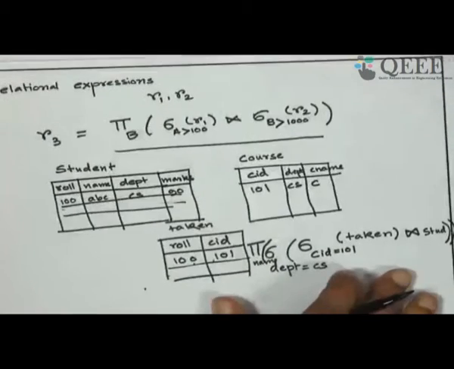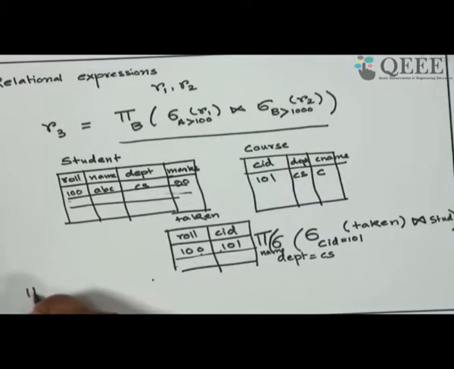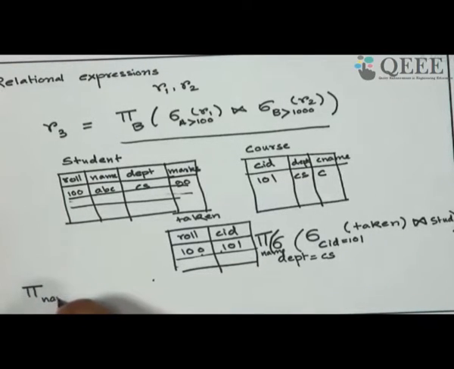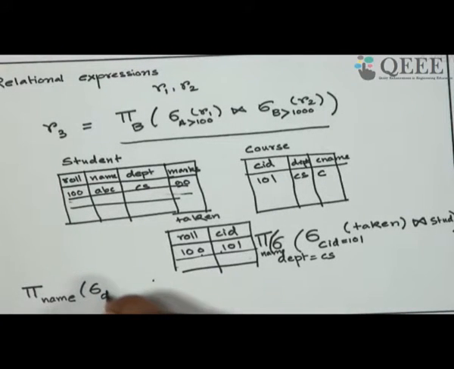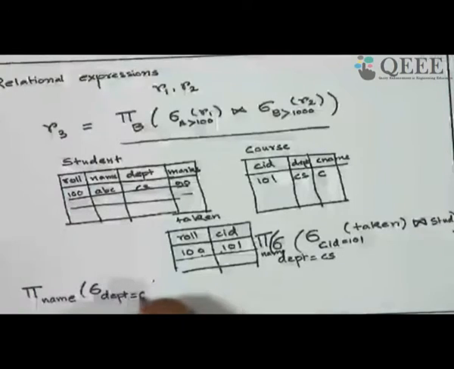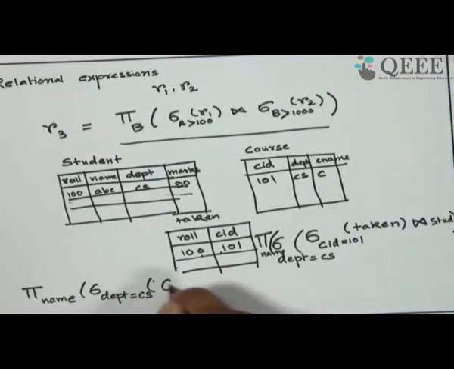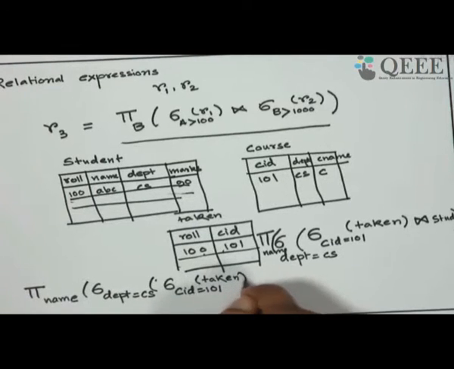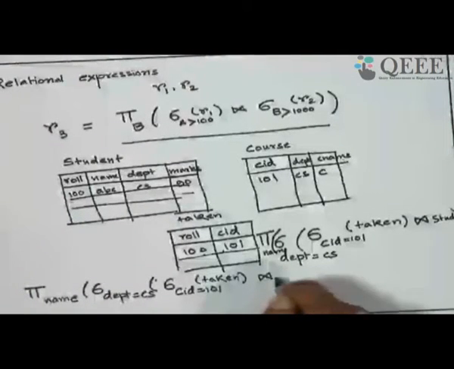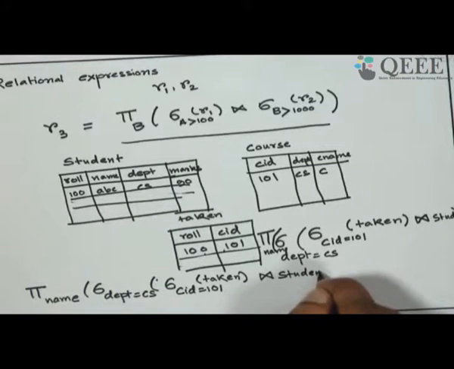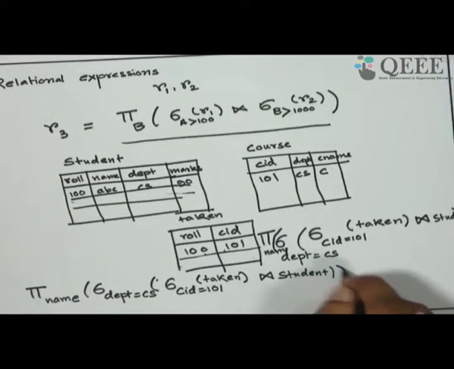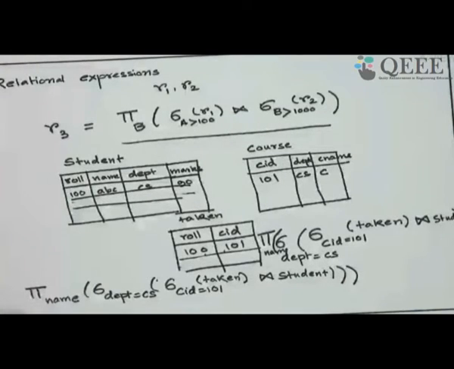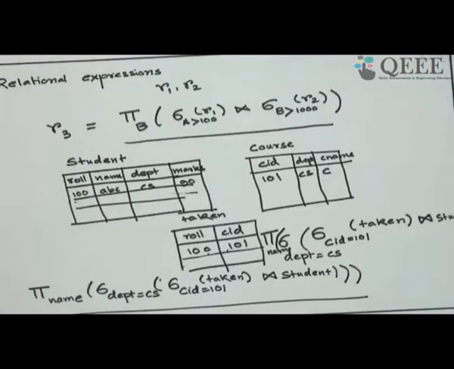So let me properly write it down. The final answer will be: projection on name, sigma department equals CS, sigma course ID equals 101 on the taken table, and natural join with the student table. So this is my expression which will answer the query.